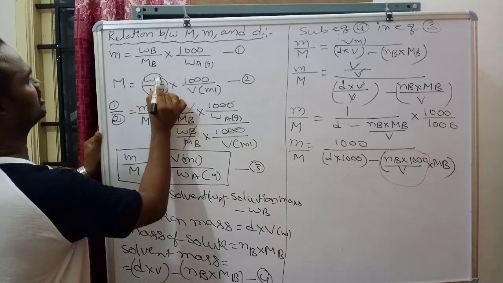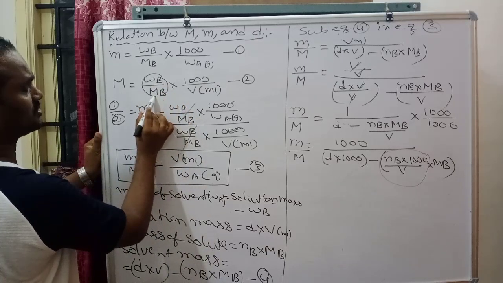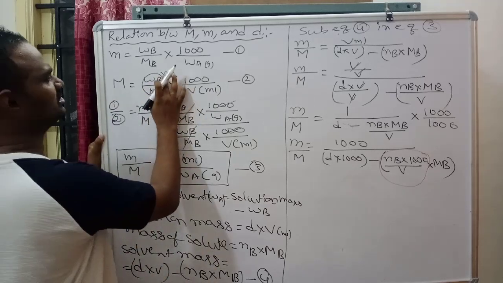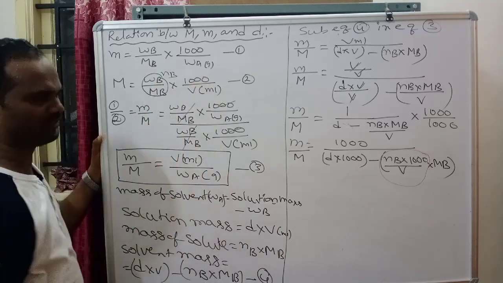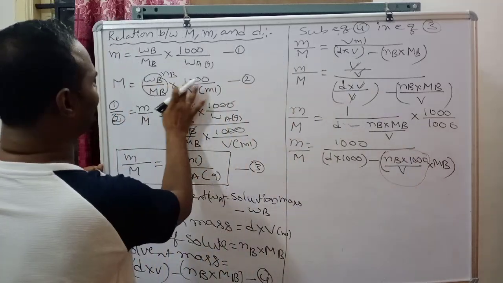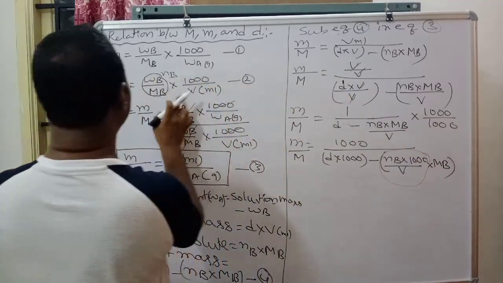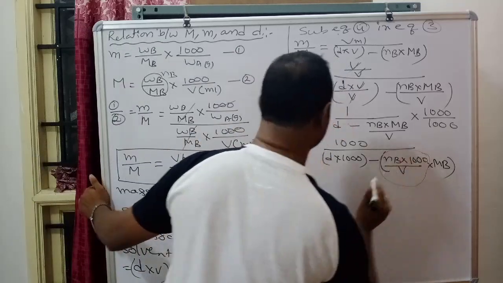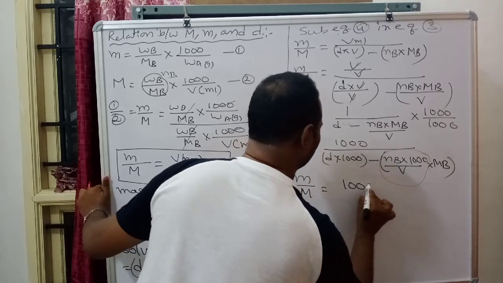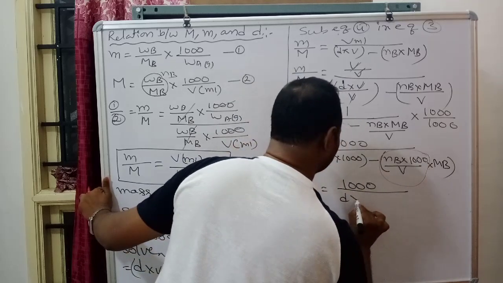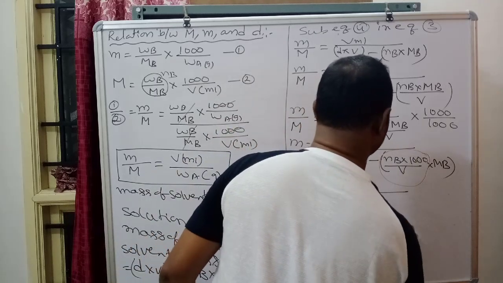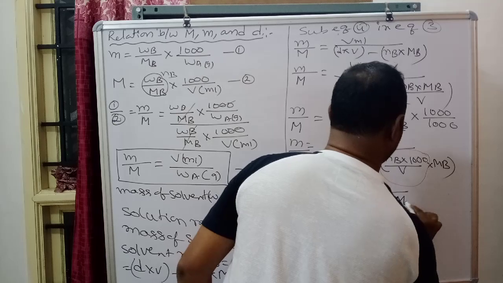Here, suppose instead of mass by molar mass of solute, can you write NB? So M is equal to NB into 1000 by V, in volume. So this is equal to molarity. Shall we write molarity here? Small m by capital M is equal to 1000 by D into 1000 minus capital M into MB.